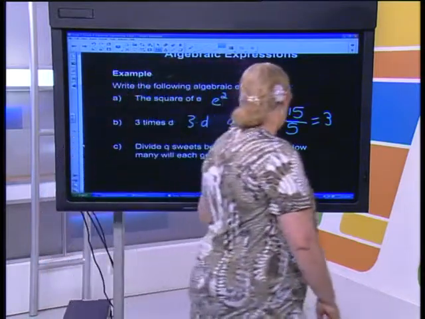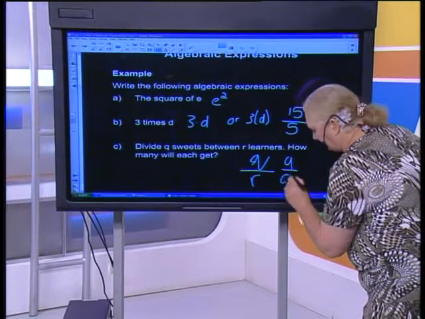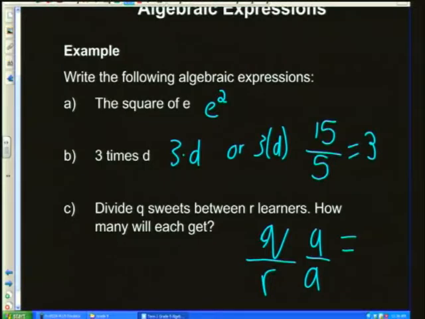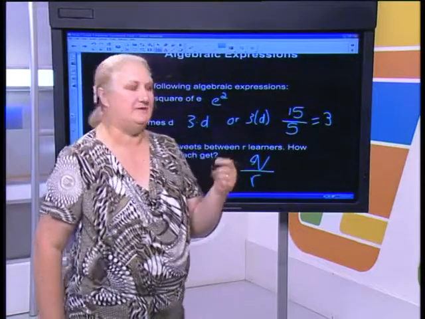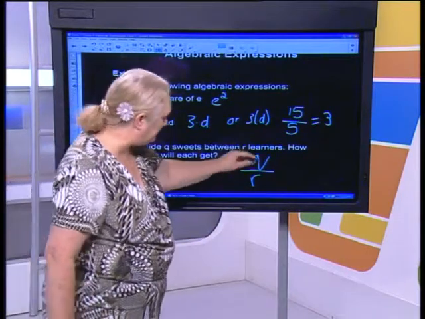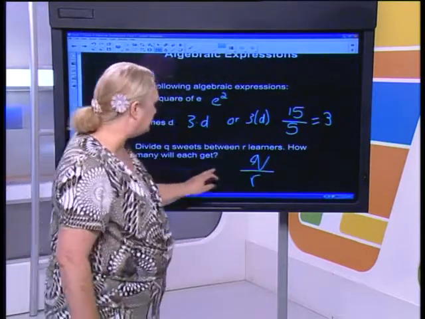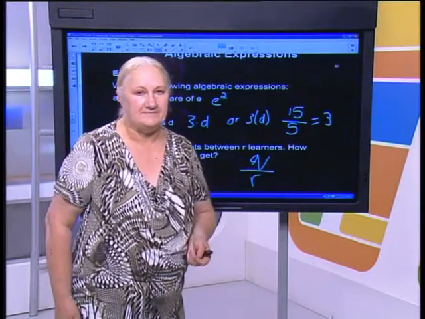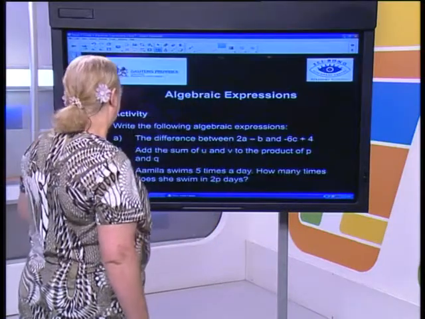If it was A and A, we have 15 sweets, we divide it by 15 learners, each will get 1. Then we can do it because it's like terms. If we have unlike terms, remember what we said, then it remains like that, okay? Whether it's Q divided by R or any other symbol that we use, it will remain. So how many will each get? Each will get Q divided by R. And that's our answer.